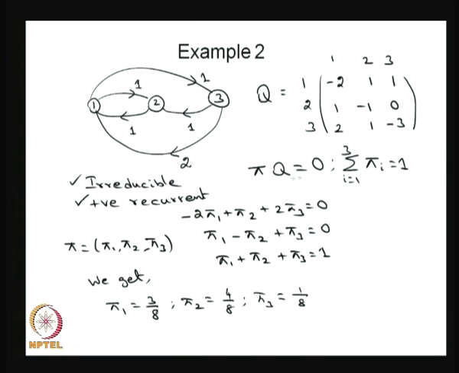Instead of solving pi Q is equal to 0, you can use the time reversibility, but before that we should verify whether the time reversibility equations are satisfied by this model. If this model satisfies the time reversibility equation for all i, j, then you can conclude it is a time reversible Markov chain. Example 1 is a time reversible Markov chain, whereas example 2 is not a time reversible Markov chain. You can verify it.